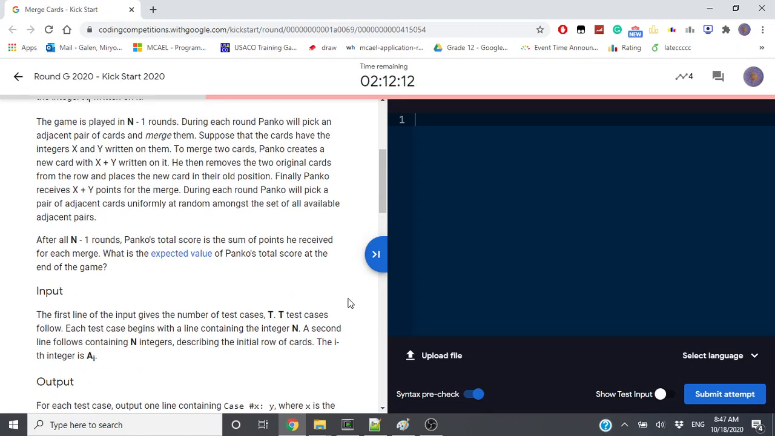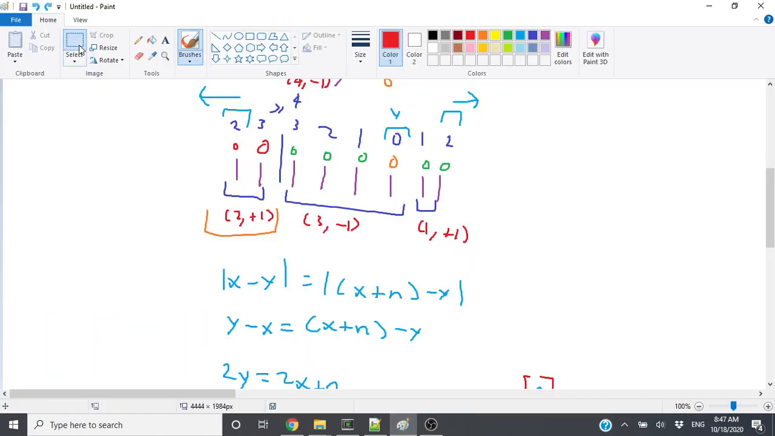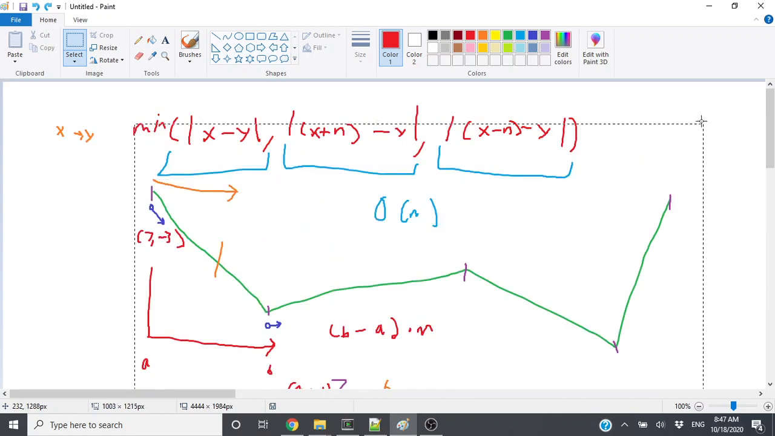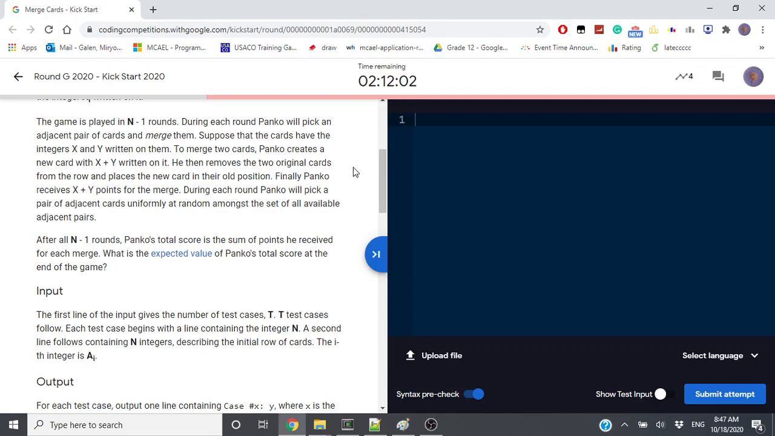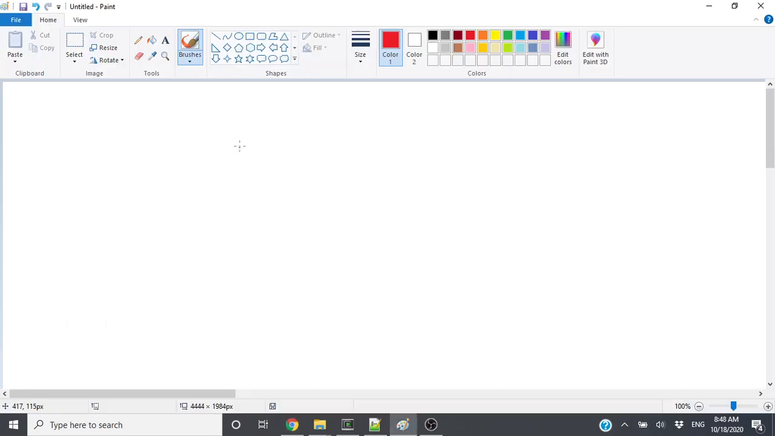Alright, so my idea for this is contribution to the sum. That is, for each card, how many times will x contribute to the answer? So we have like 1, 2, 3, 4, 5. How many times is this card, specifically this card, going to be part of a merge? So on the first turn, there are 4 possible merges to do, and 2 of them use this. So there's a 2/4 chance of including this one in the merge.